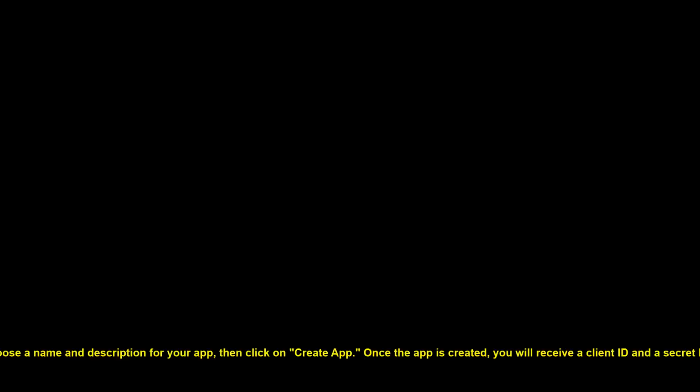After creating your account, log in to the Plaid dashboard. Next, navigate to the API section within the dashboard. Here, you will find the option to create a new app. Choose a name and description for your app, then click on Create App.